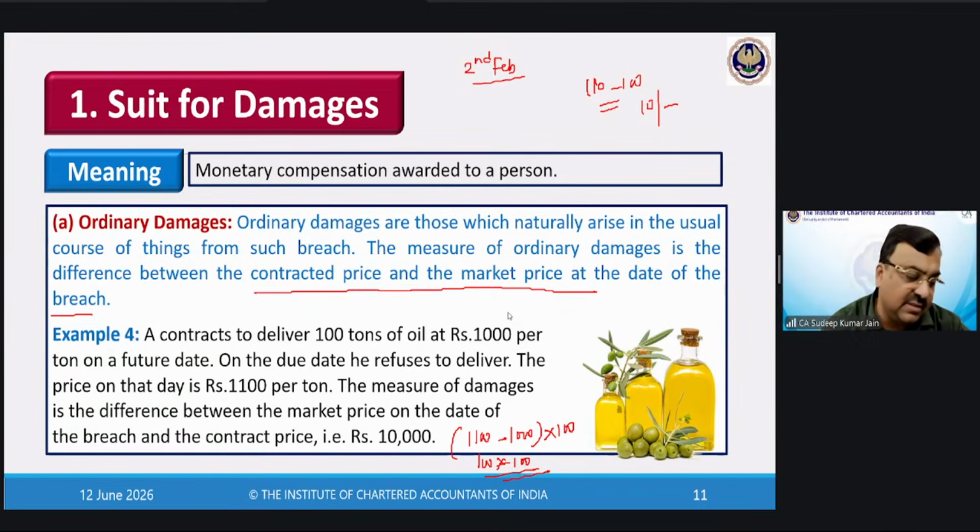Some people say, sir, explain in Hindi, but I am using English in very simple words. Actually, most students are not comfortable with Hindi, so I am using very simple English. Wherever I feel it is very technical, I will repeat it in Hindi.